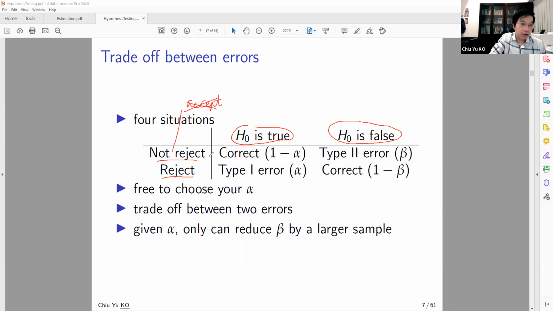If you reject the true null, you commit a type 1 error, and the probability is alpha. If the null is false and you reject it, that is the power, 1 minus beta. And if you commit the mistake, it's beta. Later you will see we are free to choose our alpha. And there is a trade-off between alpha and beta. For a given n, if we know the alpha, we fix the beta.